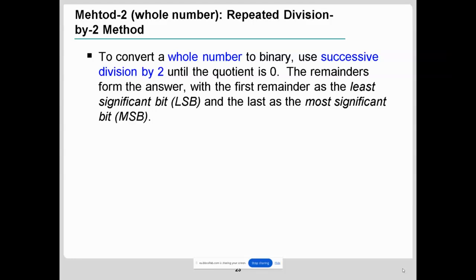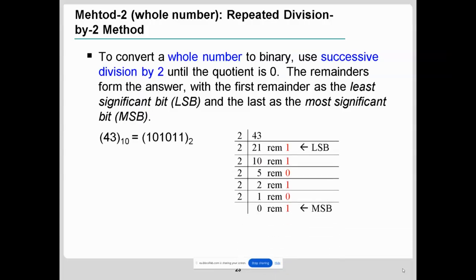Okay, so these are two different methods. The first method was the sum of the weight method, and the second method is repeated division by 2. If you look at here, this is another example, 43. 2 into 43 is 21, remainder is 1. So this is the MSB. Any question? Should we proceed?